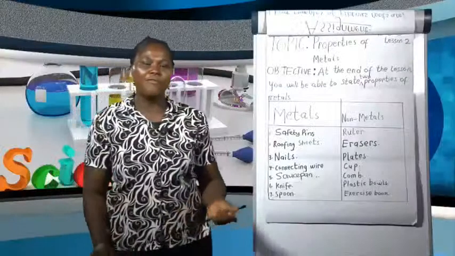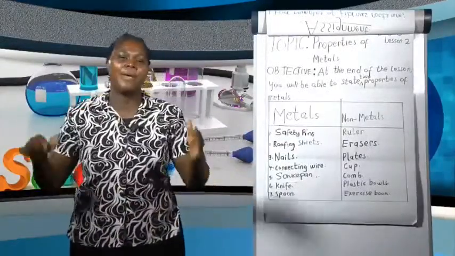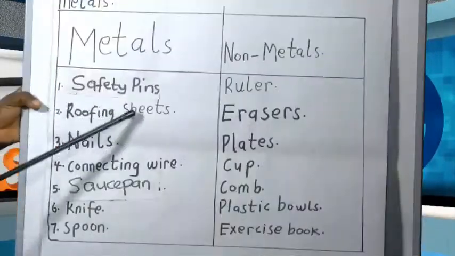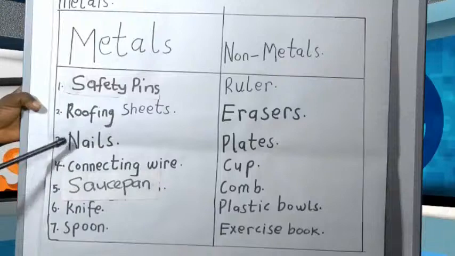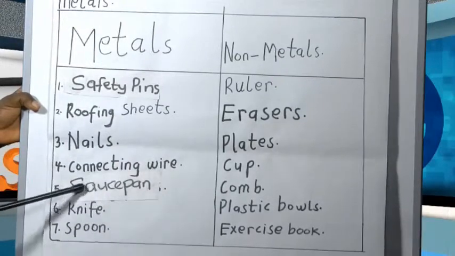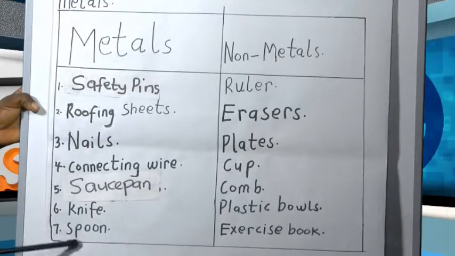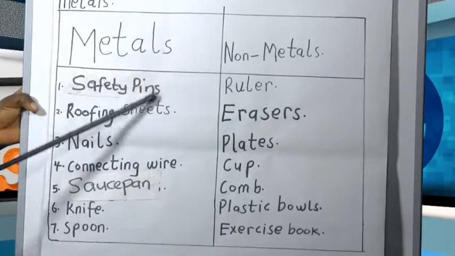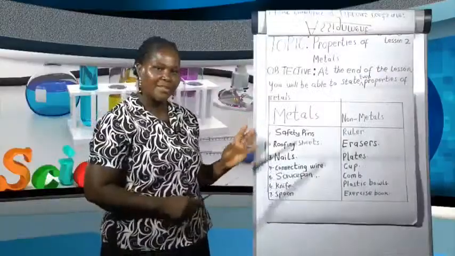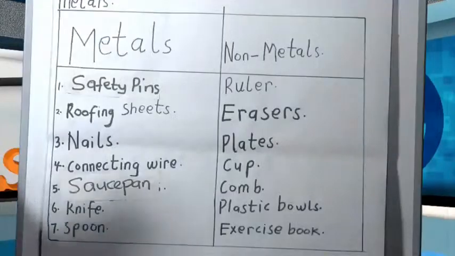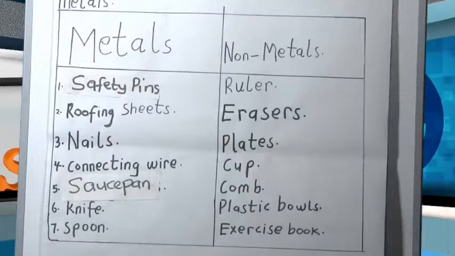Now, children, we have looked at metals. Things made from metals are safety pins, roofing sheets, nails, connecting wire, saucepan, knife, and then spoon. So these are made from metals, so we group them under metals. Now let's look at the non-metals. First, I showed you the materials around us. We are grouping them. We have done metals. Let's go to the non-metals.